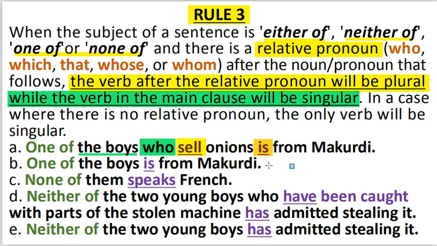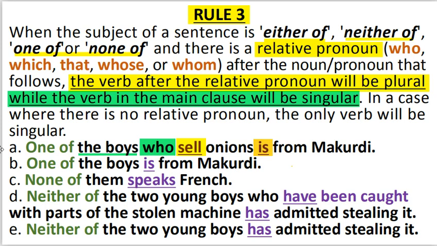This sentence means that the boys who are selling onions are more than one. There are many boys selling onion, but only one of them is from Makurdi. So the first verb will be plural, while the second verb will be singular.